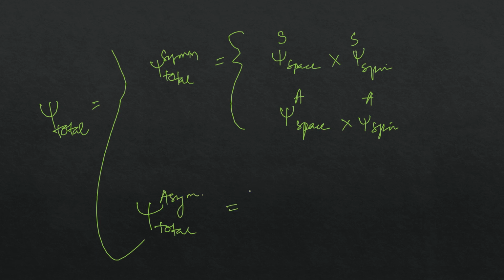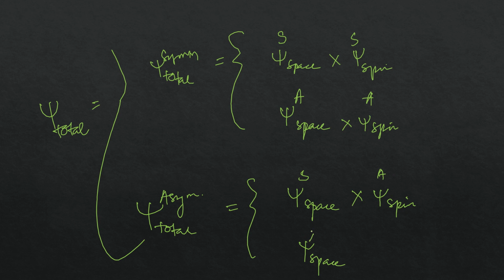asymmetric or antisymmetric, same thing. So psi space into psi spin: this should be symmetric and this should be antisymmetric, or vice versa, isn't it? Or vice versa. So these are the basics.